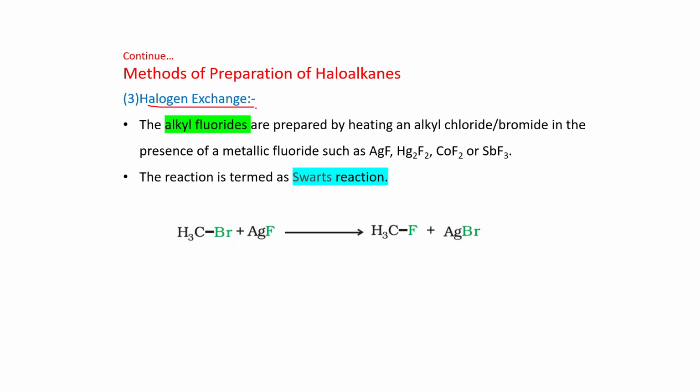Next, again halogen exchange. Now in this we will discuss the preparation of alkyl fluorides. Alkyl fluorides are prepared by heating an alkyl chloride or bromide in the presence of a metallic fluoride such as AgF, Hg2F2, CoF2 or SbF3, and this reaction is known as the Swarts reaction. This reaction can be written: CH3Br plus AgF. The Br is replaced by F and we will get CH3F and AgBr.